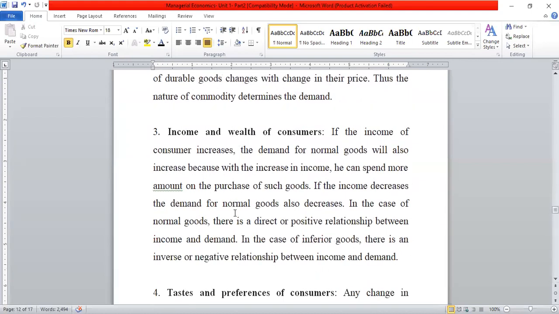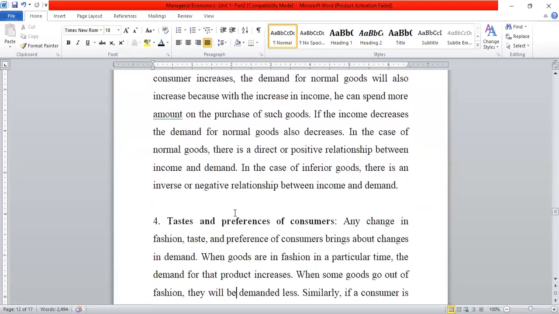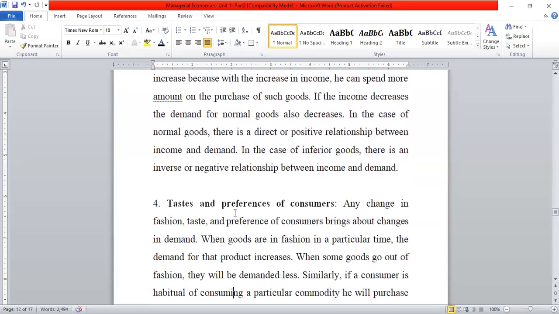So there is a positive relationship between income and wealth, and the quantity demanded of the product. But in case of inferior products, there is an inverse relation between income and demand. And then the tastes and preferences of the consumers. Any change in the fashion, taste, or preferences of consumers brings about changes in demand.